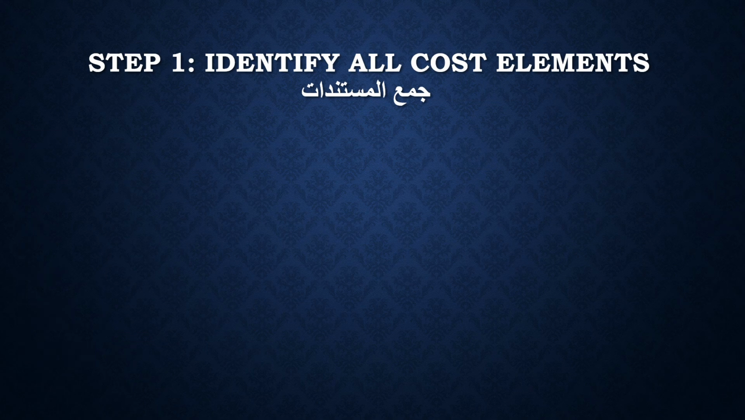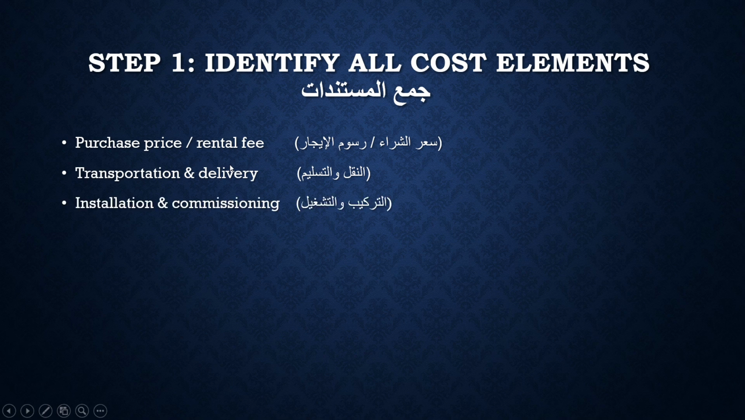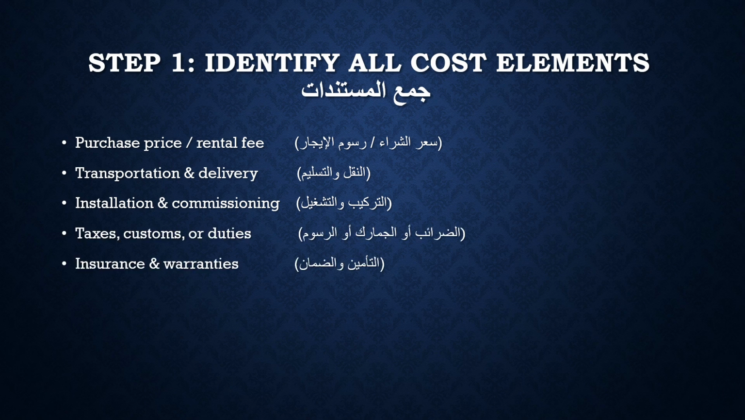The first step in managing the actual cost of equipment is to identify all the cost elements involved. This means looking beyond just the purchase price. We need to consider the purchase price or rental fee, the transportation and delivery costs, the installation and commissioning, any taxes, customs, or duties, and finally, insurance and warranties.